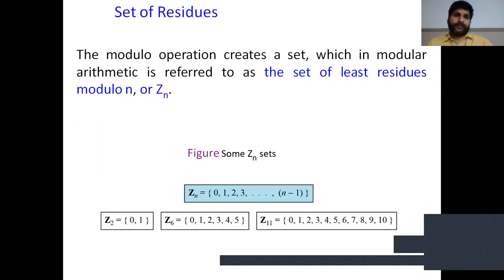Set of residues. The modulo operation creates a set which in modular arithmetic is referred to as the set of least residues modulo n, or Zn. Figure some Zn sets like that. Zn equals the set of 0, 1, 2, 3, up to n minus 1. So Z2 equals 0, 1; Z6 equals 0 to 5; Z11 equals 0 to 10.